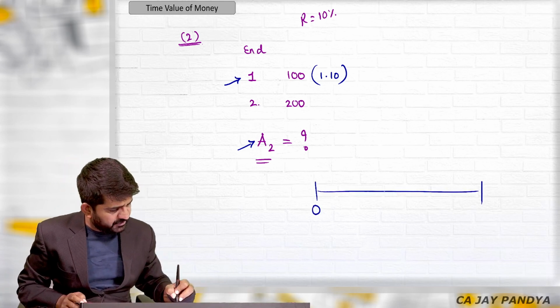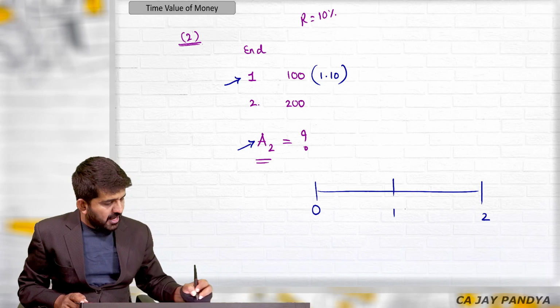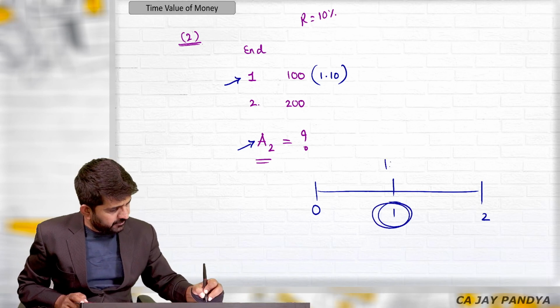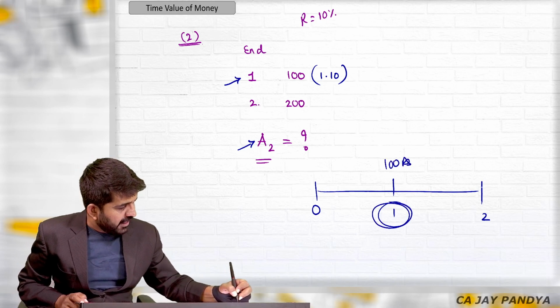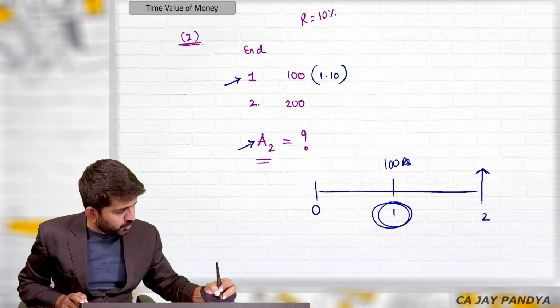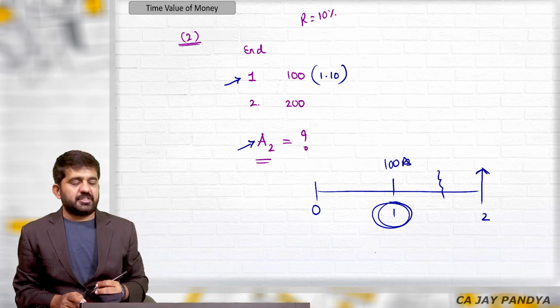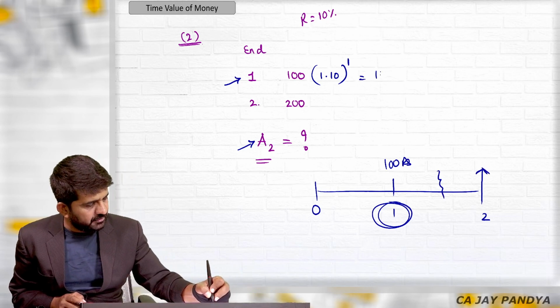Understand over here. 0, 1, 2. I am investing over here rupees 100. I am withdrawing over here. So I will be getting only this 1 year's interest, raised to 1. This is 110.